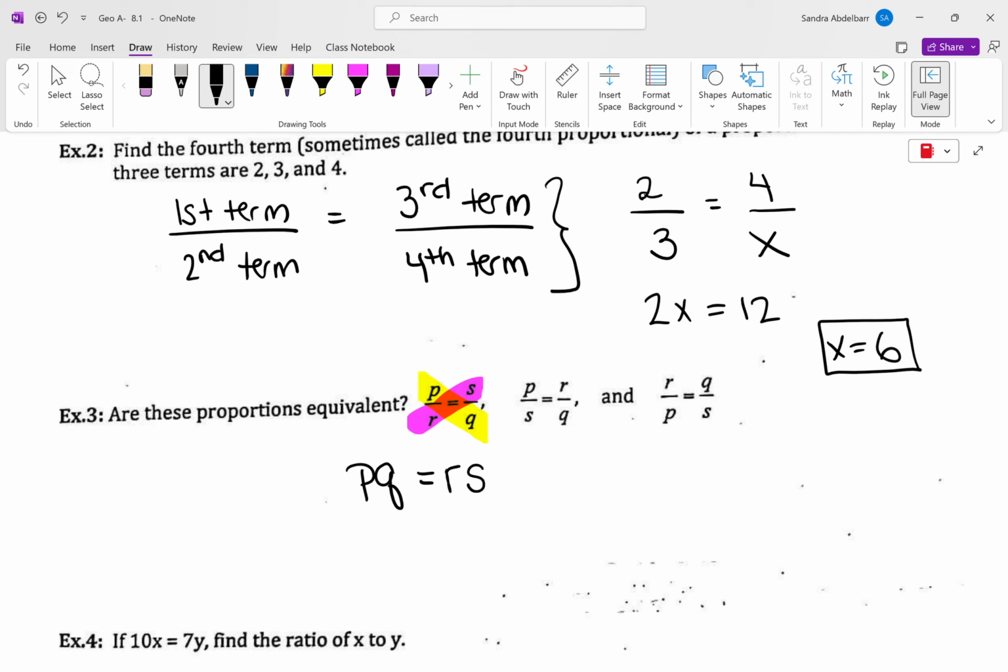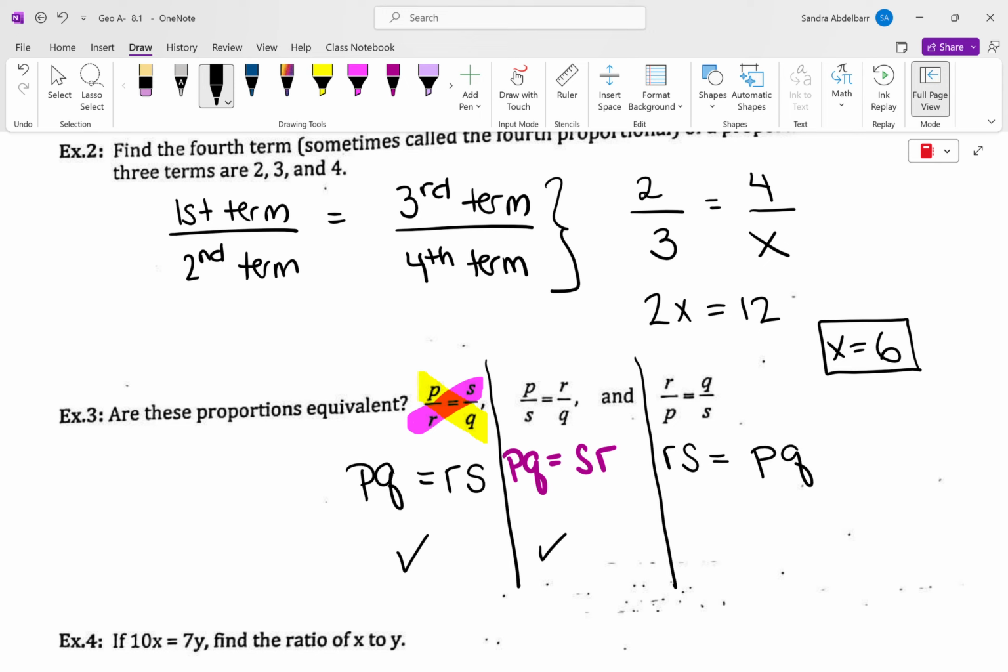So this is PQ equals RS. Right? P times Q equals R times S. So that's the first one. The next one we're going to cross multiply, and we get PQ is equal to SR. Well, is R times S and S times R, are they the same? Yeah, multiplication is commutative. It doesn't matter how you multiply them. So far, are we the same? Yes, so far we're good. These proportions are good. So the last one, we're going to have RS is equal to PQ.